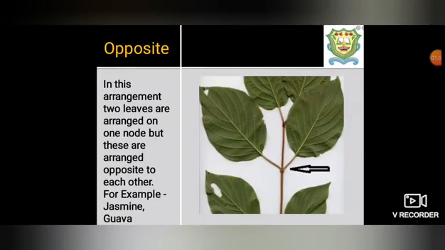Opposite arrangement of leaf. In this arrangement, two leaves are arranged on one node, but these are arranged opposite to each other. Means from the same node, two leaves are arising, but both are opposite to each other. For example, jasmine and guava.